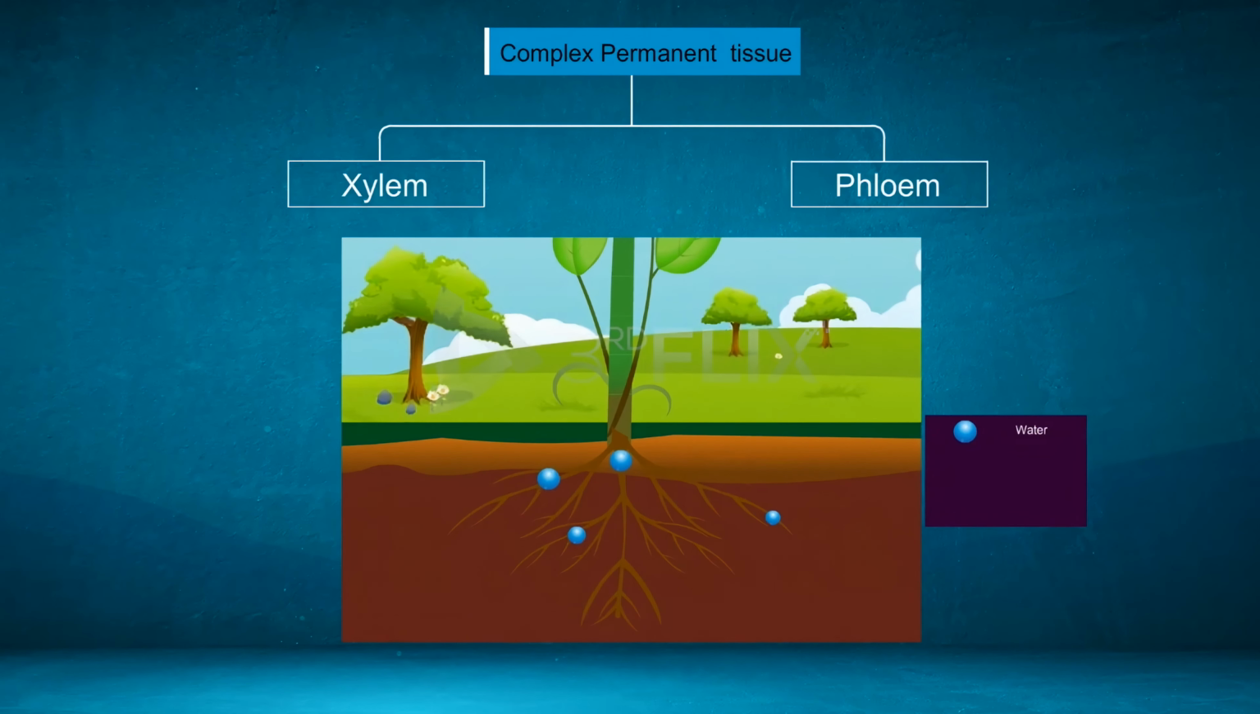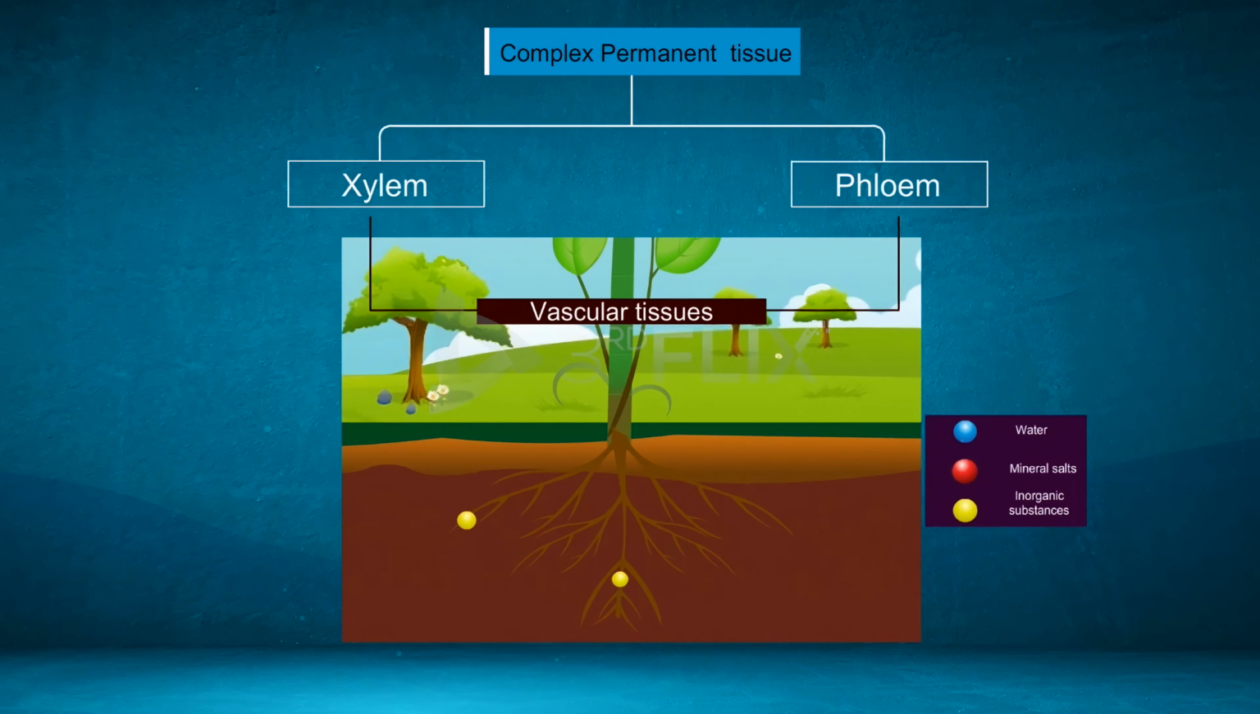These tissues are helpful in conducting water, minerals, and inorganic substances in the plants. Hence, they are also known as vascular tissues.